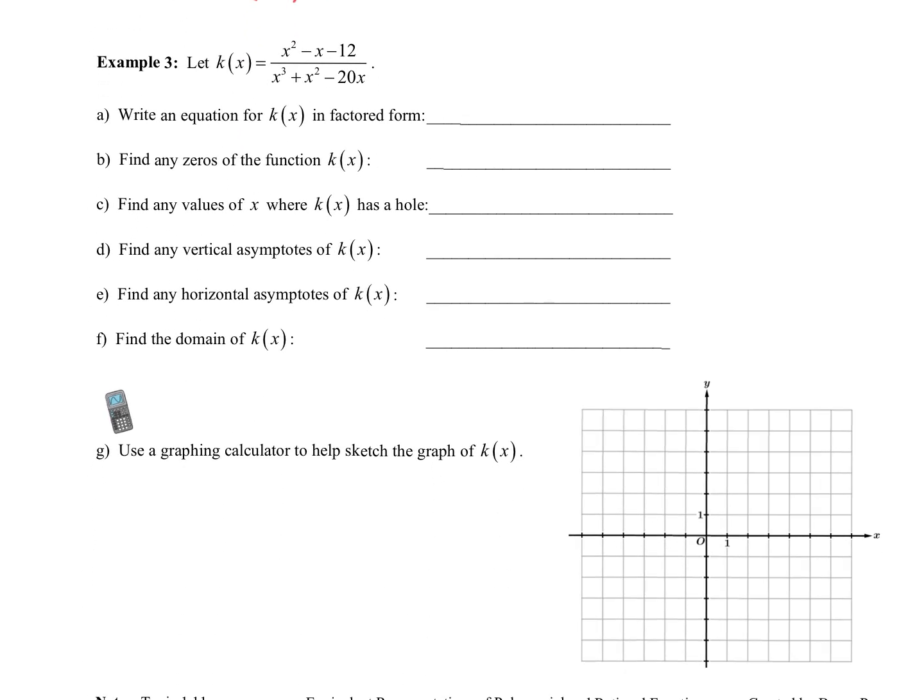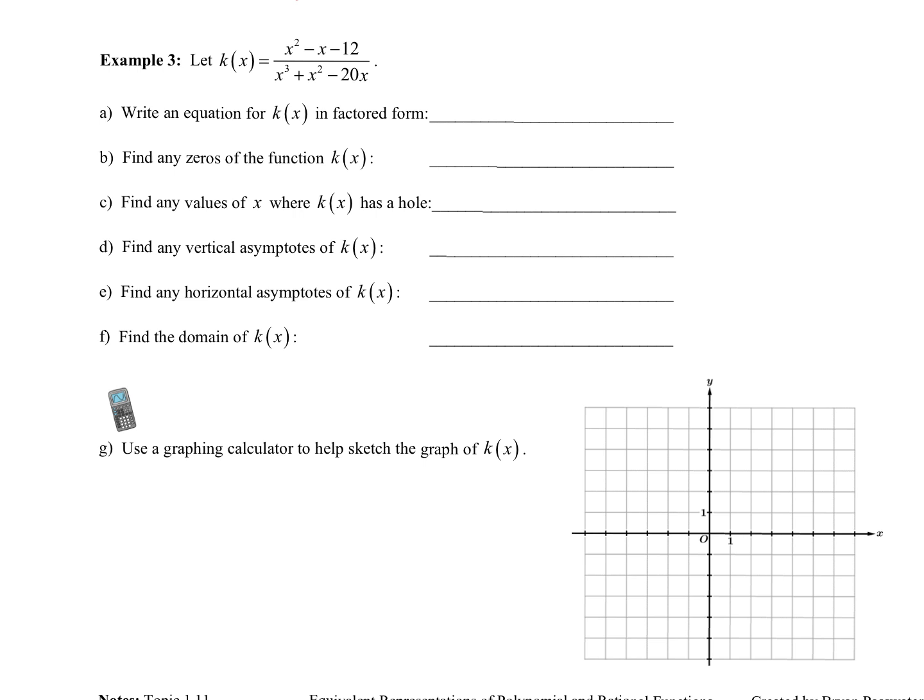Example 3. Now we have this quadratic over that cubic. We're going to first write it in factored form, so let's factor up the top. What does it factor to? x minus 4 and x plus 3. And then what are we going to factor out of the denominator right away? An x. Then we're left with x squared plus x minus 20, and we factor that. What does that factor to? x plus 5 and x minus 4.